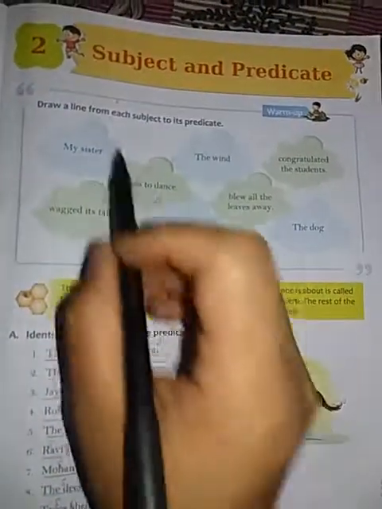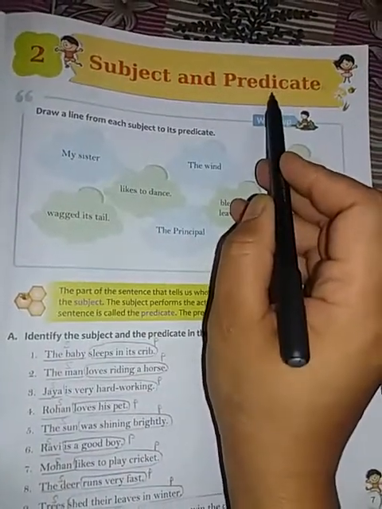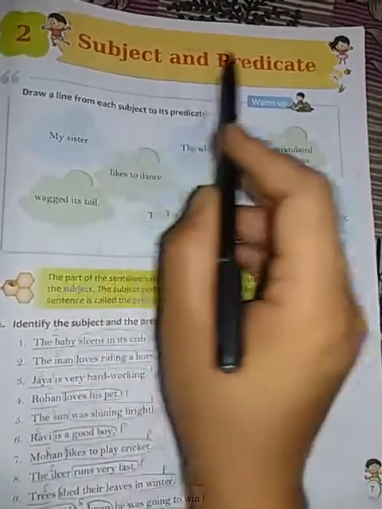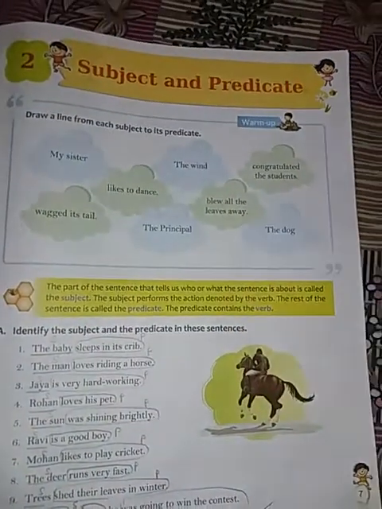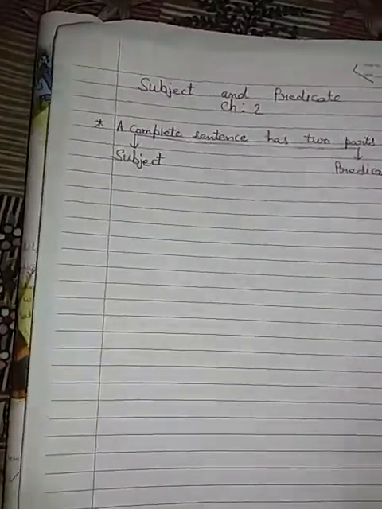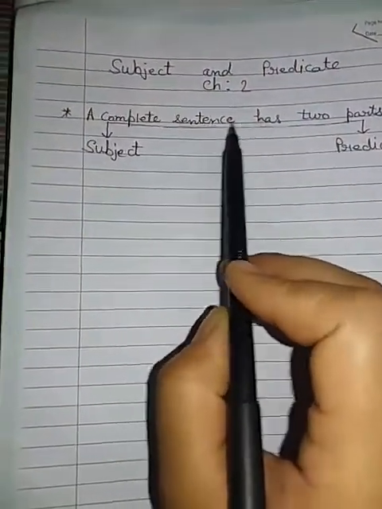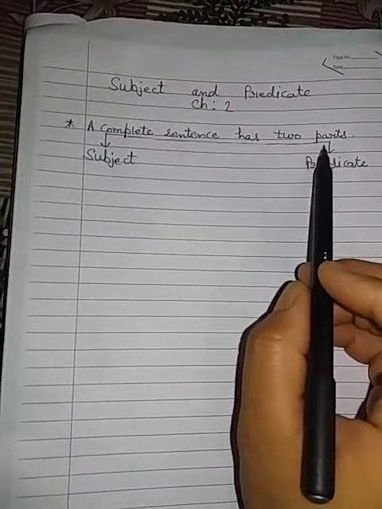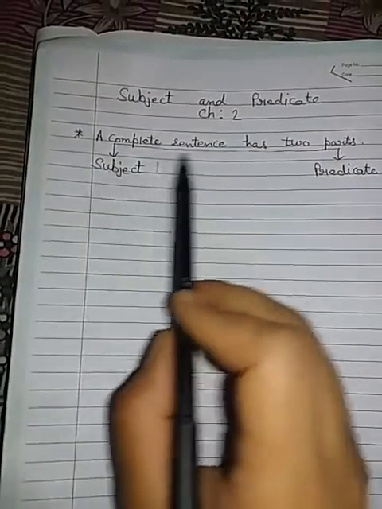So here we'll talk about subject and predicate. First question is, what is a subject and what is a predicate? We'll understand it here in a better way. First of all, a complete sentence has two parts. Whenever a sentence is written, it always has two parts. One is subject and another is predicate. Let me tell you how.